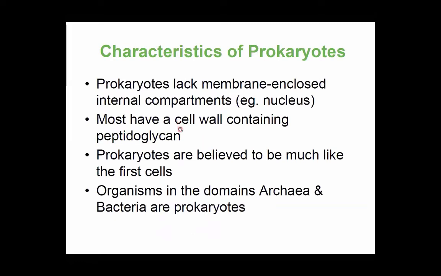Now, broadly speaking, cells fall into two categories: prokaryotic cells and eukaryotic cells. Prokaryotes lack membrane-enclosed internal compartments such as the nucleus. And they have a cell wall which is different from other cell walls such as the plant cell wall or the cell wall of fungus. Bacterial cell walls, a prokaryotic cell wall, contain a chemical called peptidoglycan. Prokaryotes are believed to be much like the first or primitive cells. That's why they're called prokaryote. Karyon means nucleus. Organisms in the domain archaea and bacteria are prokaryotic.